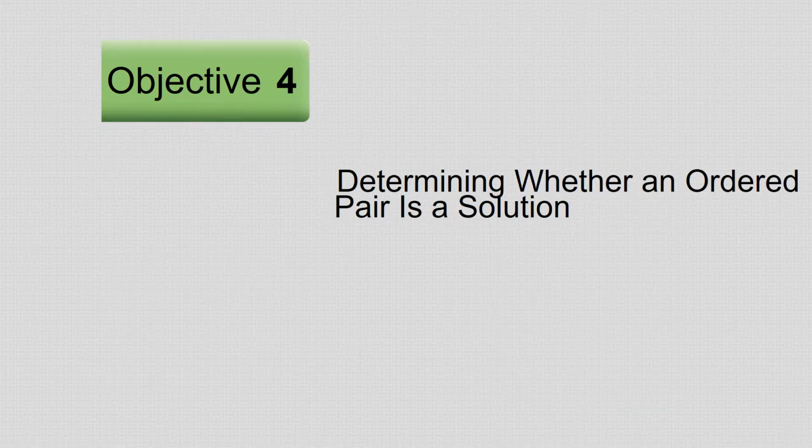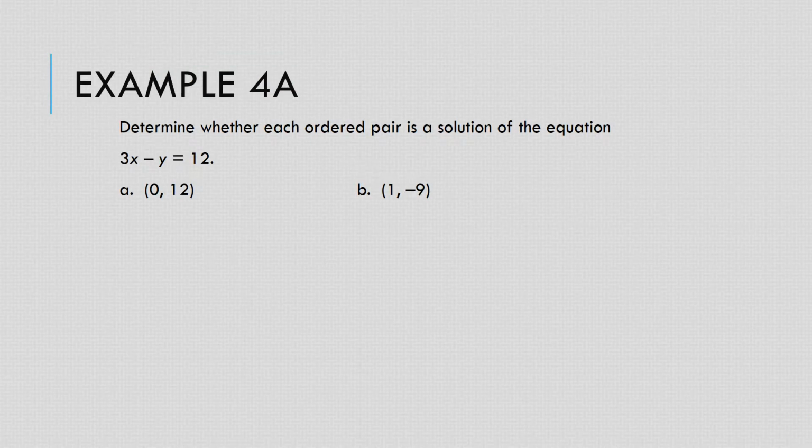So now we're moving on to determining whether an ordered pair is a solution, meaning does the ordered pair make the equation a true statement. So for example, for A, we have the equation 3x minus y equals 12. So what you're going to do here is label your x and y that's being given to you, and then plug them into the equation and verify if it makes a true statement. For A, I'm given x equals 0 and y equals 12. So where x is, I'm going to plug in a 0, and where y is, I'm going to plug in a 12.